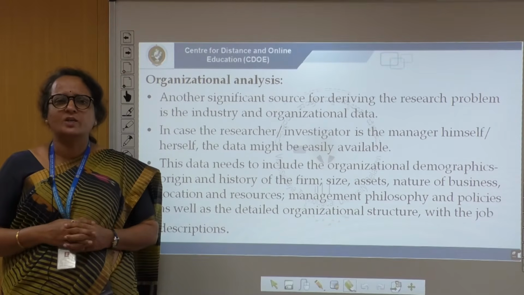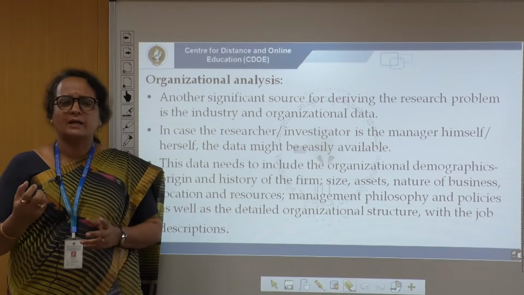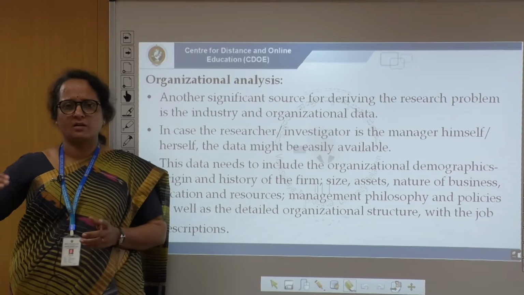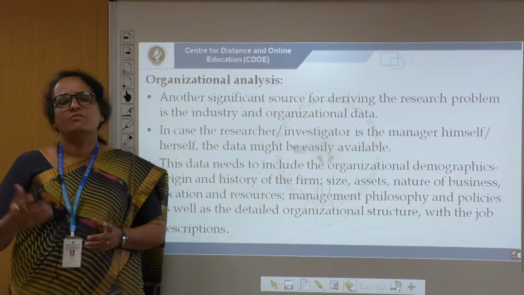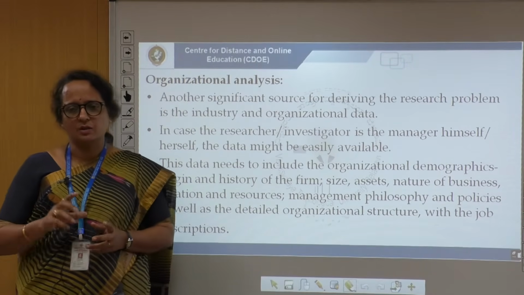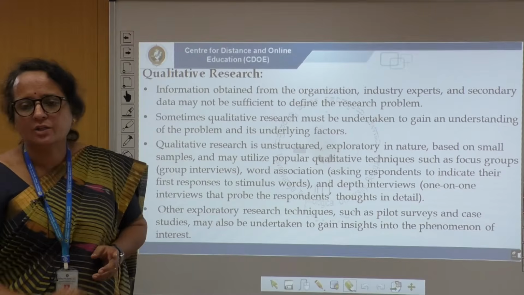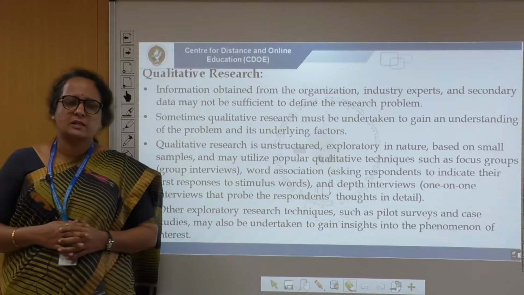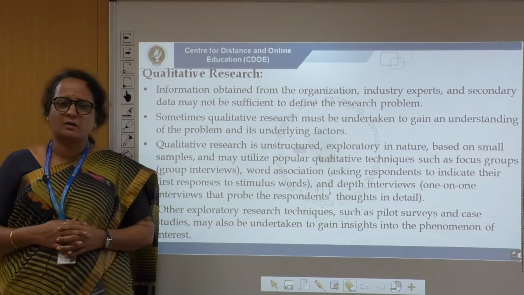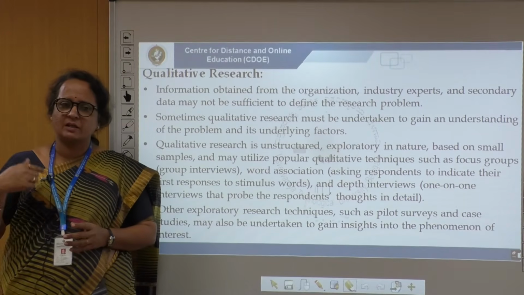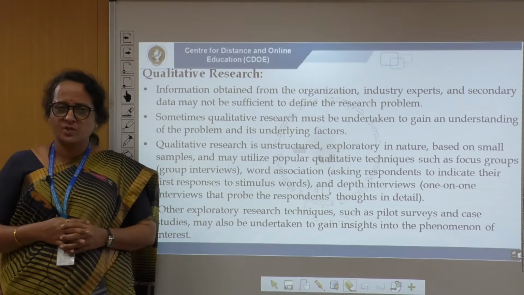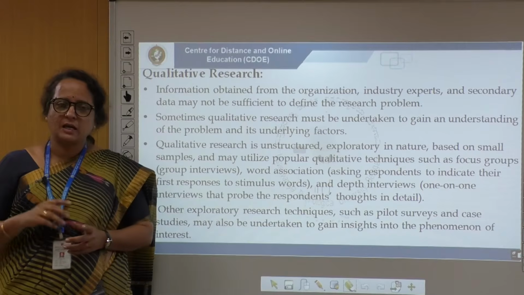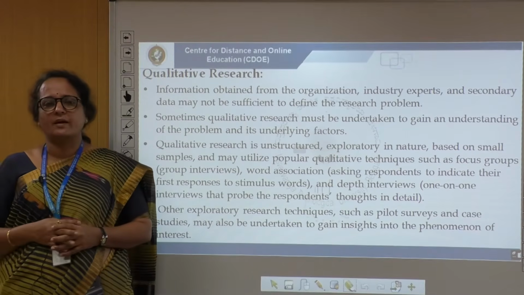From that literature itself, from the collected information only, the researcher is able to understand what the sales trend is, and why it is declining. So this is all called organizational analysis. So first thing, the researcher will identify the decision problem, and then he or she will discuss with the industry experts, which is called experience survey. Then after that, review of literature will be done, and then organizational analysis will also be carried out.